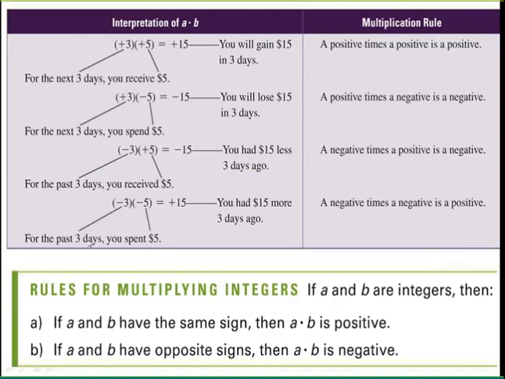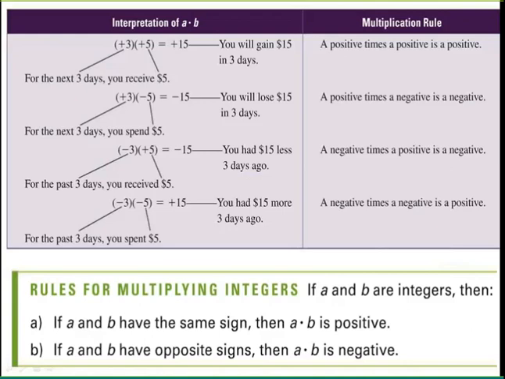So going back in time, I would have had a positive 15 compared to what I have now. This is saying the last 3 days I spent $5, and so in all I spent 15. But the 15 is saying I had $15 more 3 days ago. So in other words, 3 days back in time, I had $15 more. So hopefully that helps a little bit. These are the rules. They always work.